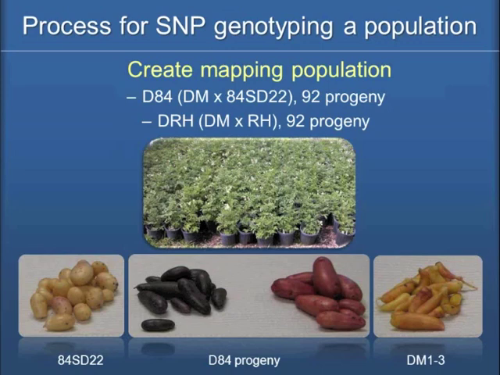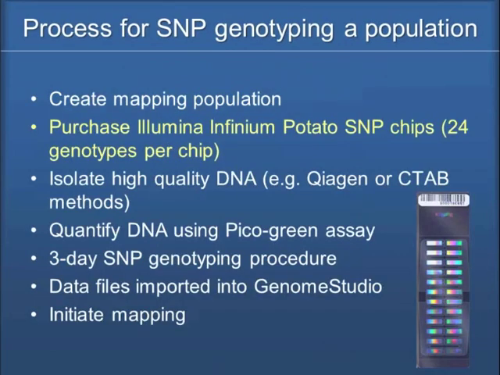Robin showed you the tubers of DM earlier. They're an elongated tuber with some coloration, and 84 SD22 is mostly a white skin tuber with white flesh. And interestingly, the progeny ended up being purple and red, with purple and red flesh color in them.